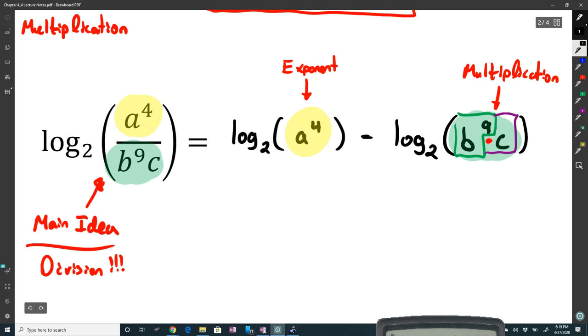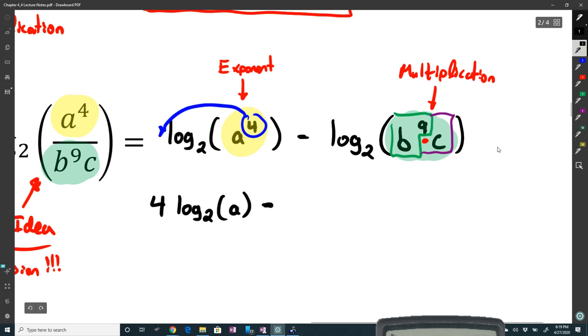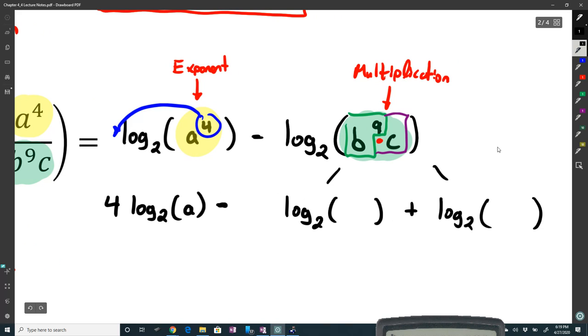All right, so I get the 4. I bring it to the front. We now have 4 log base 2 of a minus. Here, the main idea is multiplication. So this is going to split up into 2 logs. Log base 2 of the first plus log base 2 of the second. The b to the 9 goes here. That's what I boxed in green. And the c goes here. And that's what I boxed in purple.